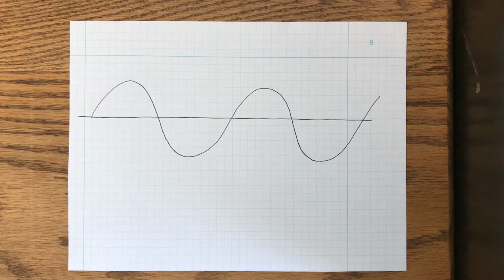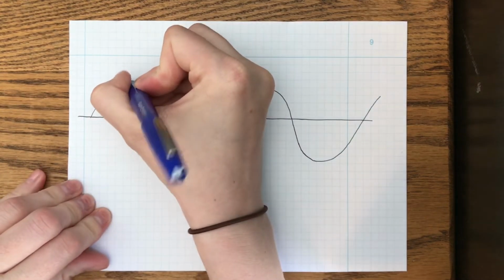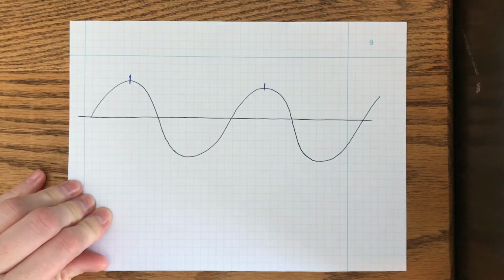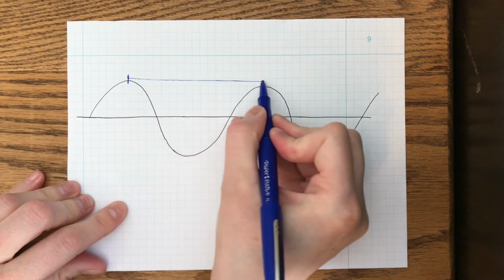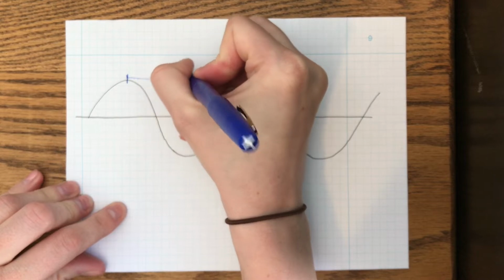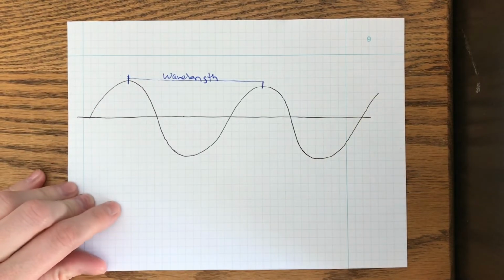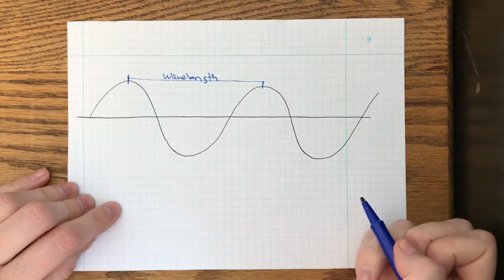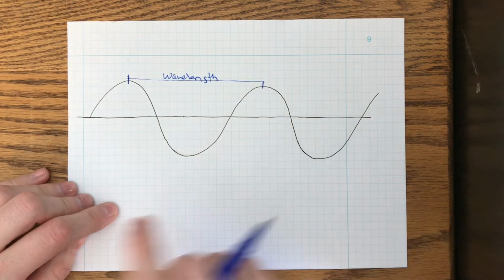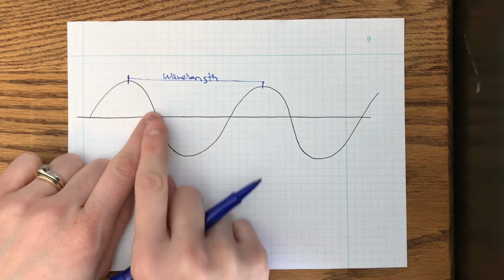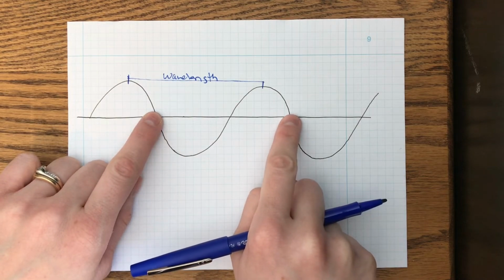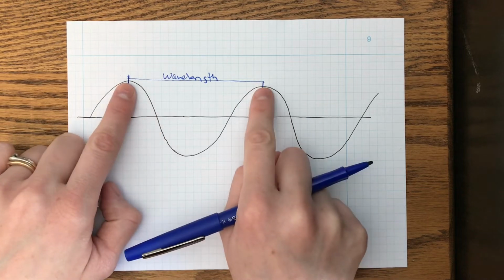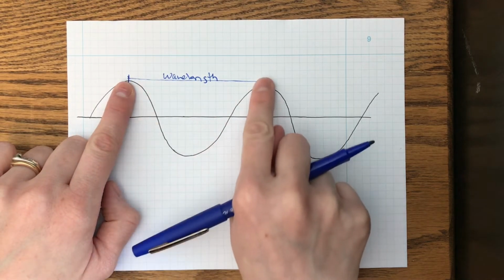So how quickly does energy move through whatever it's moving through? To calculate wave speed, we need to know the wavelength and the frequency. Wavelength is the distance between two identical points on the wave. It's easy to pick from a crest to a crest. That distance from crest to crest is going to be your wavelength. You could also measure trough to trough. That could be your wavelength. That would be the same distance. Or you could measure from one point here to the identical point here. That would also be your wavelength.